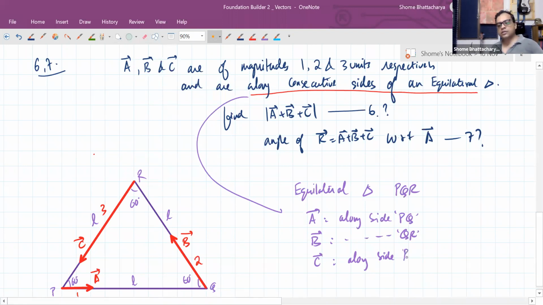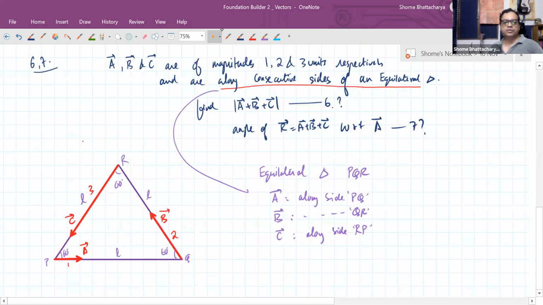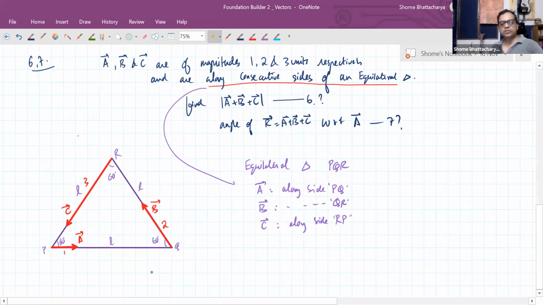Okay, along the side RP. So this is the meaning of this statement here. Okay. So next what we will do is, from this diagram, one way of solving, method one of solving, is to use component algebra.